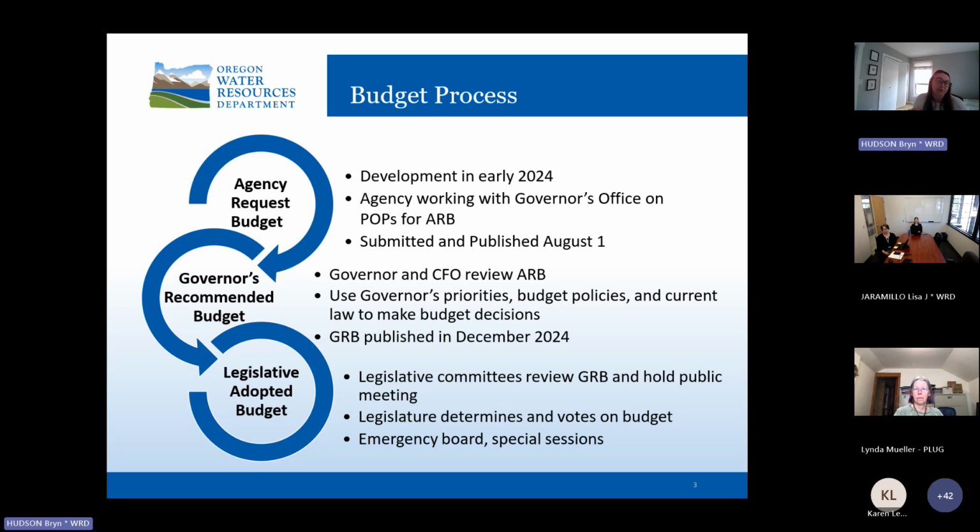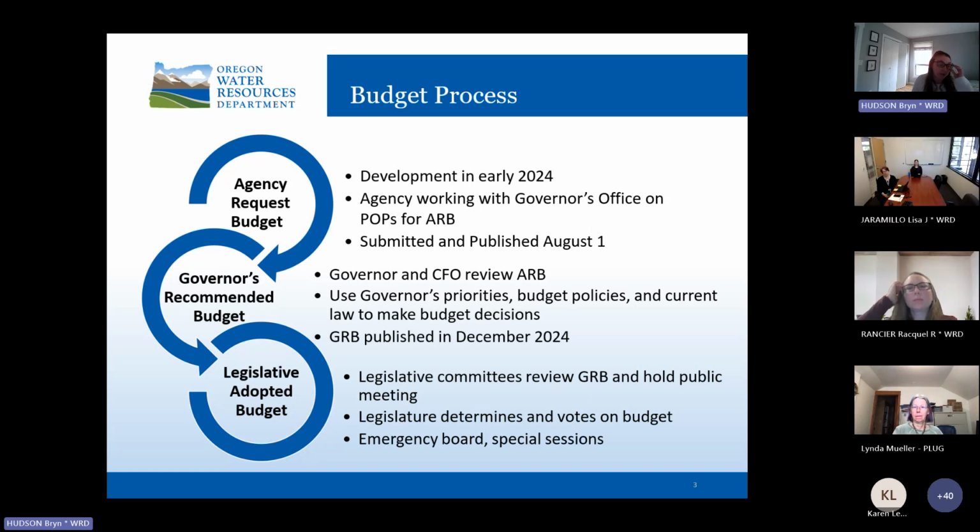And then from there, the governor's recommended budget is the starting point for agency negotiations during the long legislative session. So legislative committees will review the GRB, they'll hold public meetings, and then the legislature determines and votes on the budget. So the budget can be made up of portions of the governor's recommended budget, legislation that's passed during the session that has fiscal impacts that would add positions or add resources to the department, as well as interim, emergency, board, and special sessions can also impact the agency's budget as well.